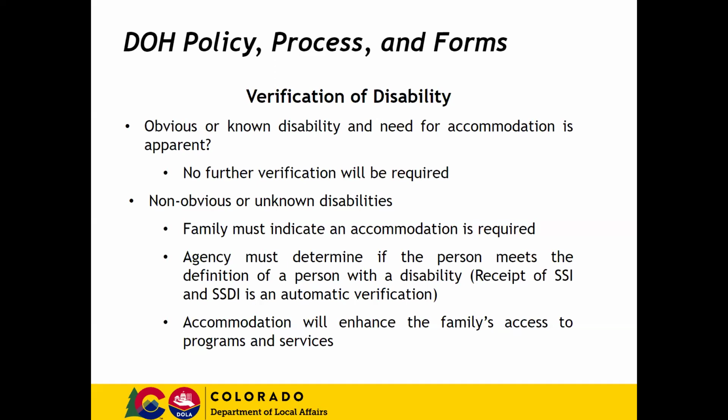However, in the next slide, we'll go into that process if they are not a person receiving Social Security income for a disability. But it also has to be stated or shown to you or us that the accommodation will enhance the family's access to programs or services. It's what we call a nexus. There has to be a connection. It has to make sense before we move forward with approving a reasonable accommodation.